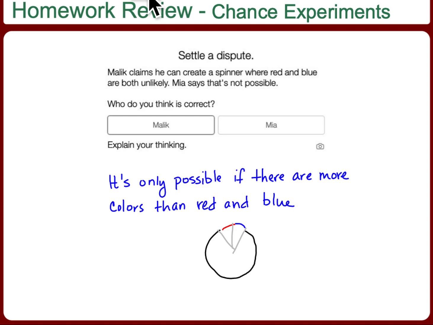Kind of a tricky question here was settling a dispute between Malik and Mia. Malik says you can create a spinner where red and blue are both unlikely. Mia said it's not possible. So if you said it is possible, you're probably thinking that you could have a third color. If you had a third color that, let's say, was black and that was most of the spinner, then obviously red and blue could be unlikely. But if the spinner only had red and only had blue, then it would not be possible and Mia would be correct.